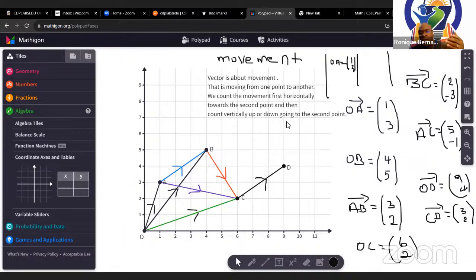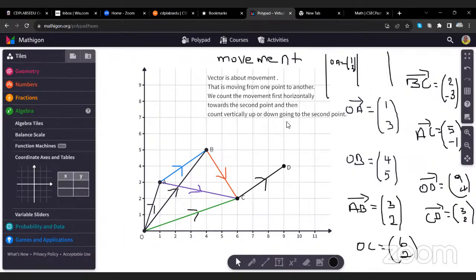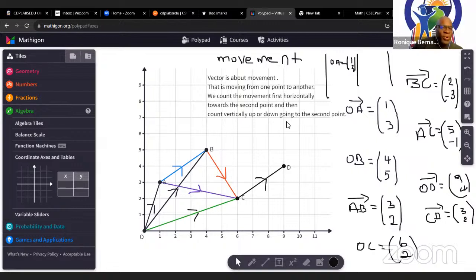What do you notice about the vectors in the first column? All of them come from point O. Ah, very good. All the vectors in the first column come from point O. Krishan said O is the starting point. Very good. That is in your own words.